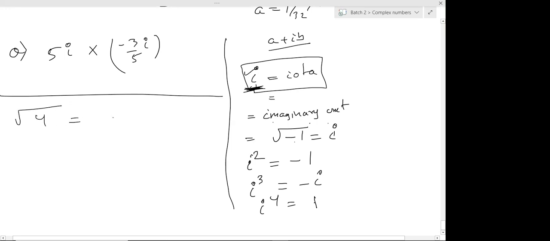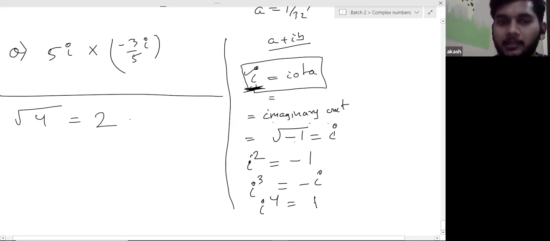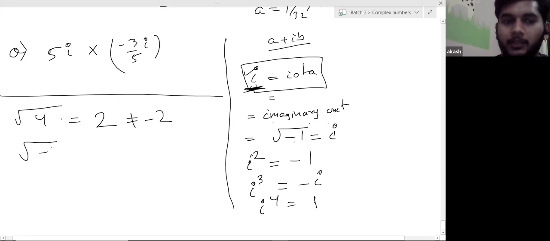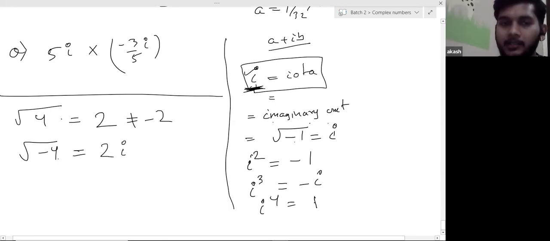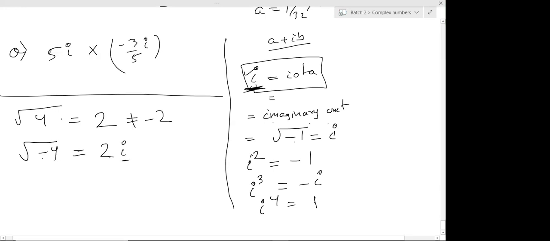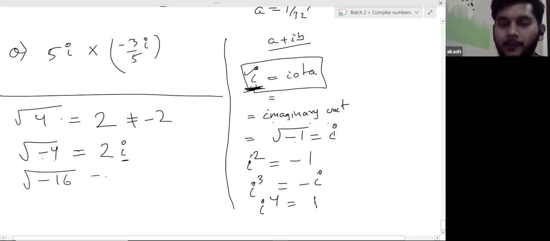Under root 4 is, Atisha? 2, sir. Yeah. Okay. Akash, this is not -2. Under root 4 is 2, not -2. All right. Now under root -4 is, Atisha? It's 2i. Okay, Akash, whenever you have under root and negative of something, then the negative under root will be called i. After that, take root of whatever number is left, right? If you have -16, Akash, tell me the answer.